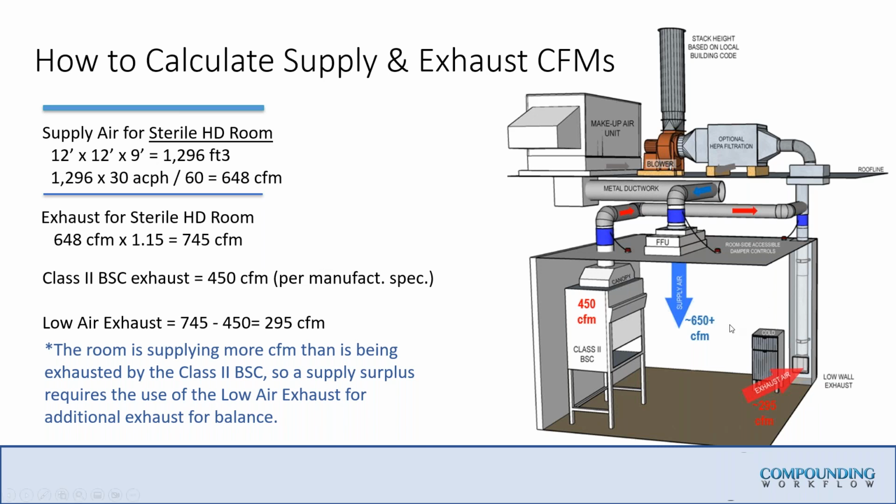So this is a perfect hazardous drug sterile model. So this would be table 3, sterile compounding. My biological safety cabinet is connected with their manufacturer's canopy. It's going out the duct line. I've also got a low wall exhaust connecting to that, and it goes out, and I've got a dedicated makeup air unit going directly into my fan filter unit. This is the perfect table 3 model.